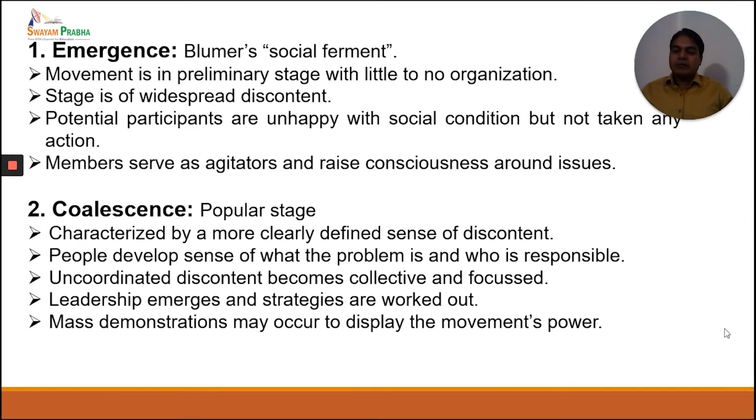The next stage is that of coalescence, which is basically a popular stage. This stage is characterized by a more clearly defined sense of discontent. In this stage, people have identified what the cause of the problem is and who is basically responsible for it. What was uncoordinated discontent in the stage of emergence has become more collective and focused. People have now clearly identified the root cause of the problem and who is specifically responsible for that problem.